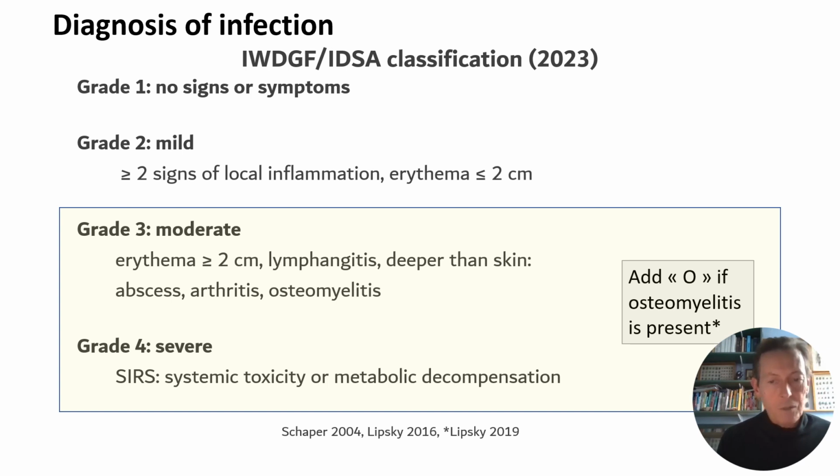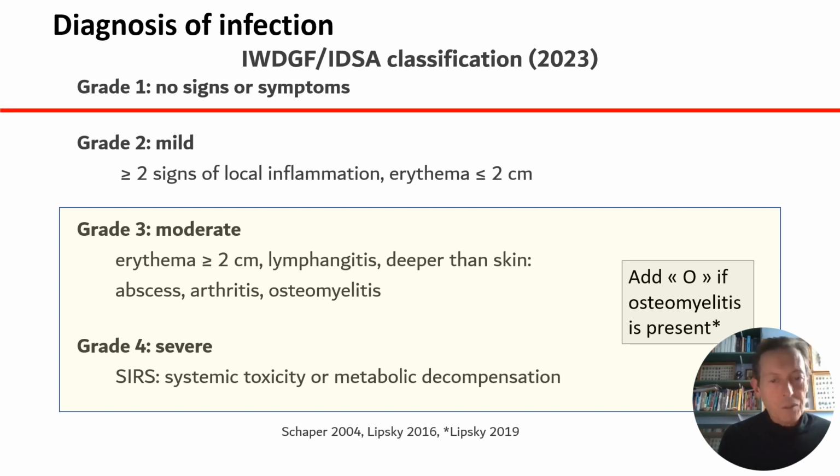In case of the presence of osteomyelitis, and because of the importance of osteomyelitis in terms of treatment and outcome, and again the risk of amputation, we recommend to add an O in grade 3 or grade 4 when there is an osteomyelitis. It is really important to define the presence or the absence of an infection, because in grade 1 we don't need any antibiotics, and in grade 2 we need antibiotics.